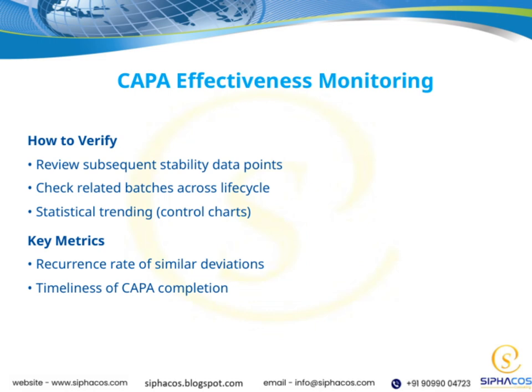Now, moving to key metrics. Two really important ones are the recurrence rate of similar deviations, which tells us how often similar issues happen again, and the timeliness of CAPA completion, because the sooner we close these actions, the less risk there is of further impact. Overall, these methods and metrics help us ensure continuous improvement and maintain high-quality standards across our processes.